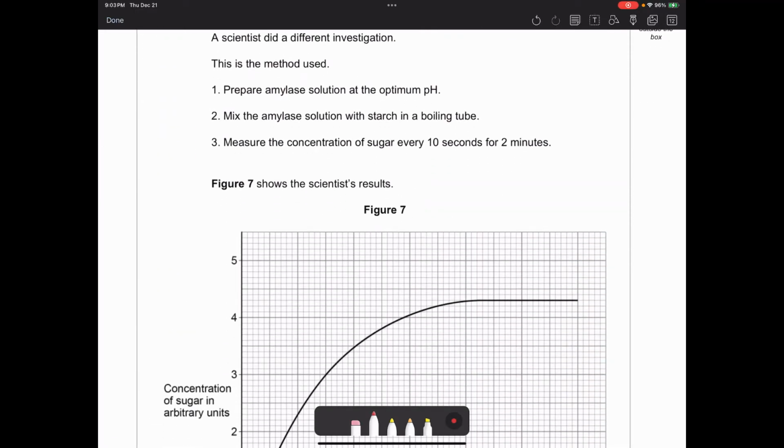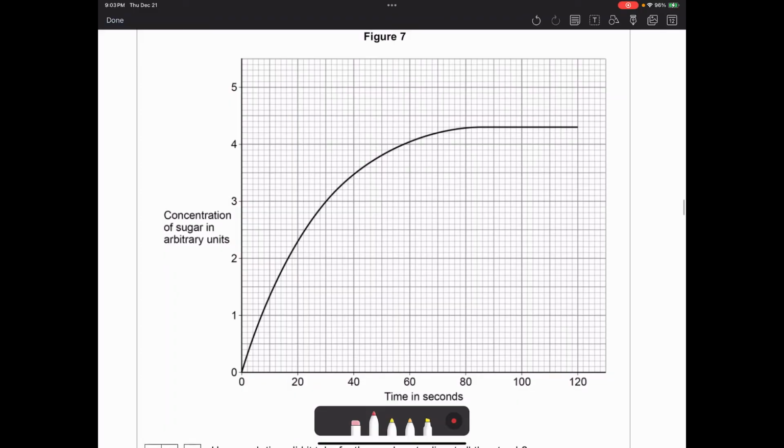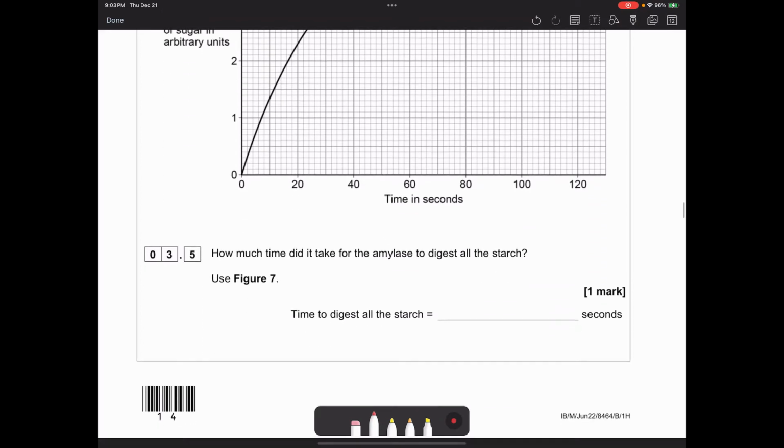A student then did a different investigation. This is the method they used. They prepared amylase solution at the optimum pH. They mixed the amylase solution with starch in a boiling tube. They measured the concentration of sugar every 10 seconds for 2 minutes. Figure 7 then shows the student's results. So you've got the time in seconds and you've got the concentration of sugar in arbitrary units.